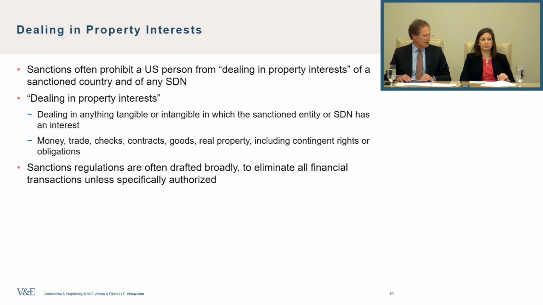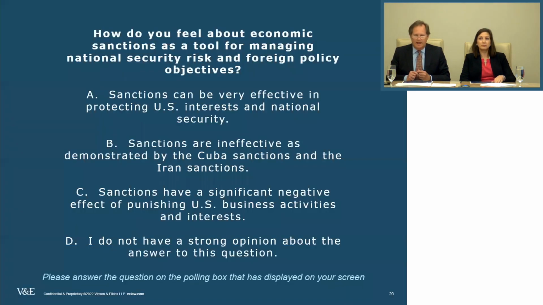I think with that, we have our next polling question, and we'd love to get everybody's view on this. The question is, how do you feel about economic sanctions as a tool for managing national security risk and foreign policy objectives? You can go to the broad spectrum of cable news, and I think you can get all sorts of answers to this question. But we'd love to hear what you all have to say, and we'll linger here as we start to get the results. Do you want to talk a little bit about the results?